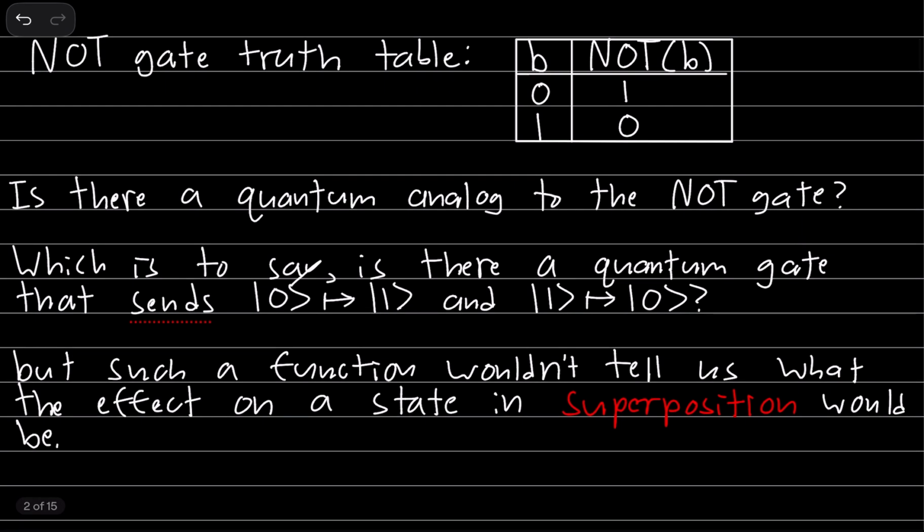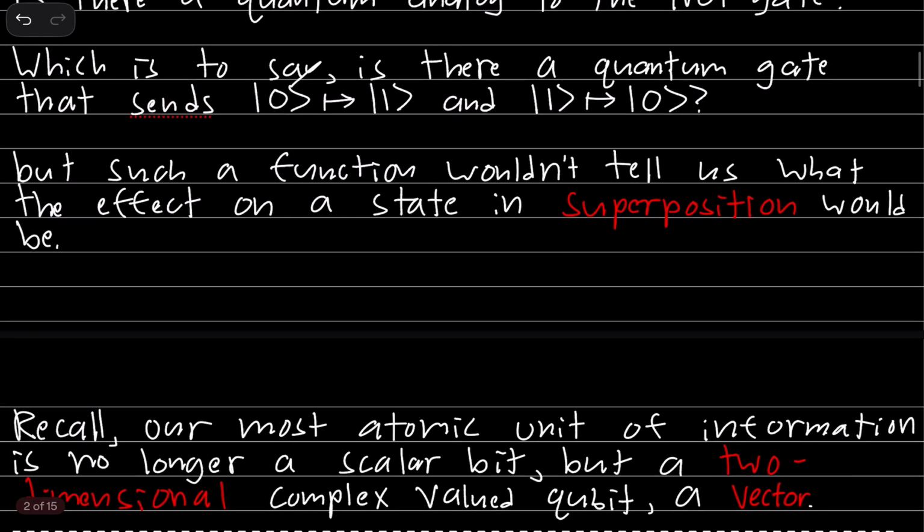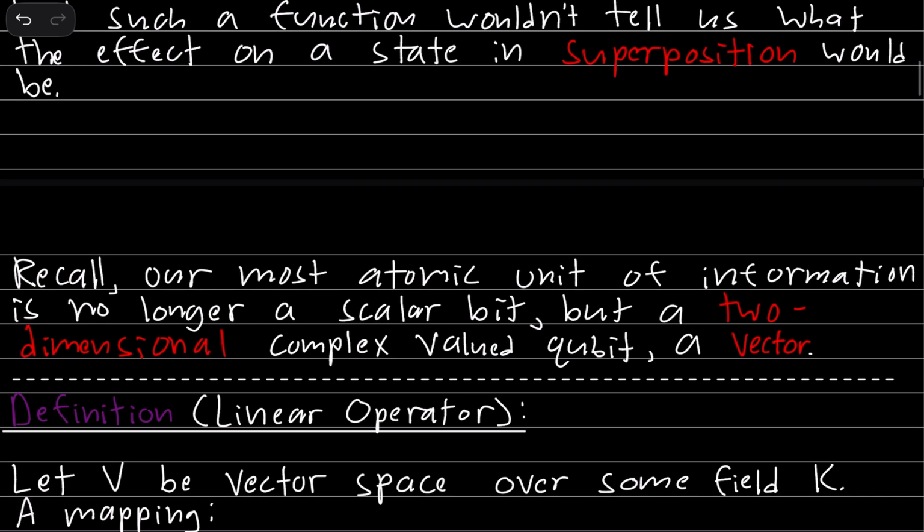The only thing is, this function wouldn't tell us what the effect would be on a state that's in superposition, right? Because we know that arbitrary quantum states can be in superpositions of 0 and 1. So what will we do in that case? Recall our most atomic unit of information is no longer a scalar bit in a quantum computer, but a two-dimensional complex valued qubit, so a vector.